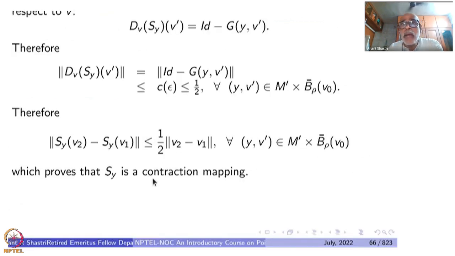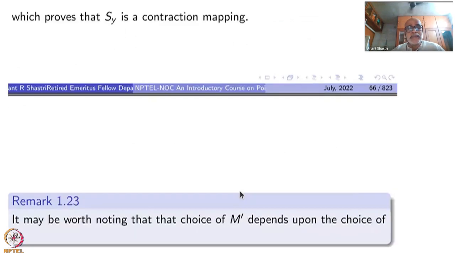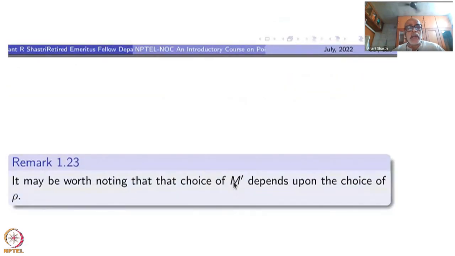In order to apply the contraction mapping principle, we have yet to show that this S_y takes the closed ball inside the closed ball. And the closed ball in a Banach space is a complete metric space on its own. Then we can apply the contraction mapping. So next step, we have to do this one. Here I have made a remark: the choice of M prime depends upon rho.